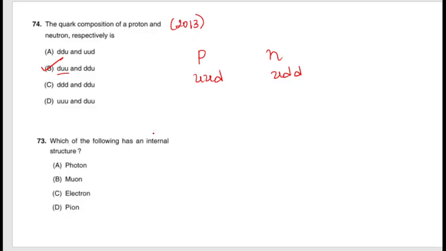The 73rd question, which was asked in the year 2015: which of the following has an internal structure? Internal structure is nothing but, again from the definition, I can say fundamental particle. Photon, no. Muon, electron, and pion. Muon belongs to the leptons. Electron, no. Pion is the right answer. So it is also a direct question. So option D is the right answer.